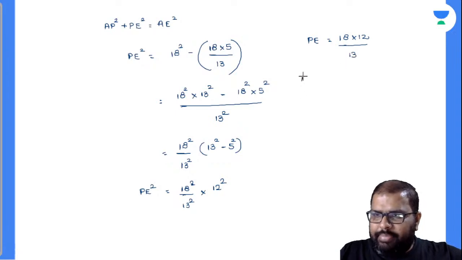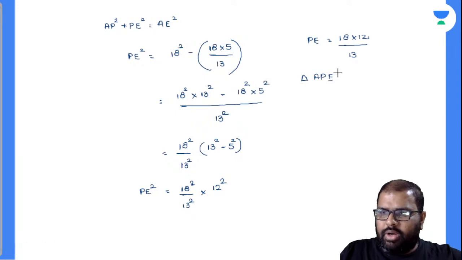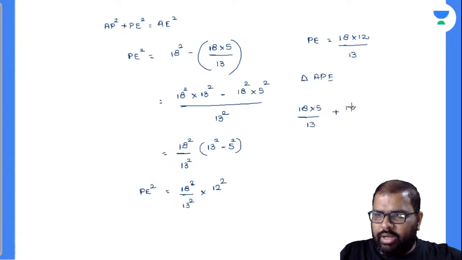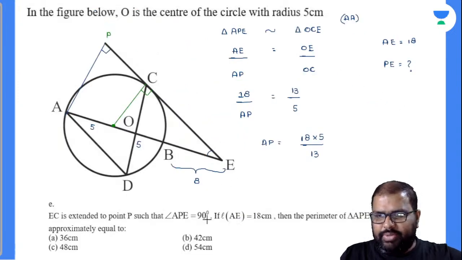Now I want the perimeter of the triangle APE. Already I have calculated the AP value, which is 18 into 5 by 13. Now the PE value is 18 into 12 by 13. Now what is the other value left over? Next one is 18. Am I right or wrong? The AE value is 18, as given here.